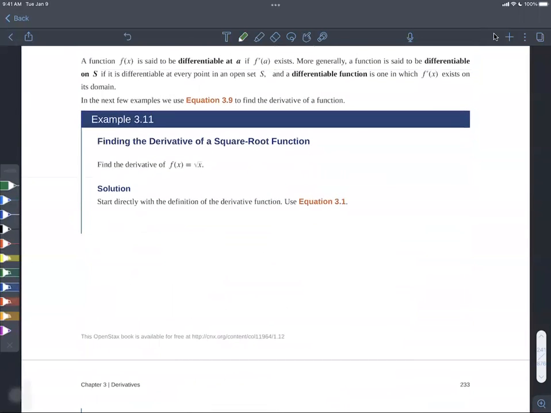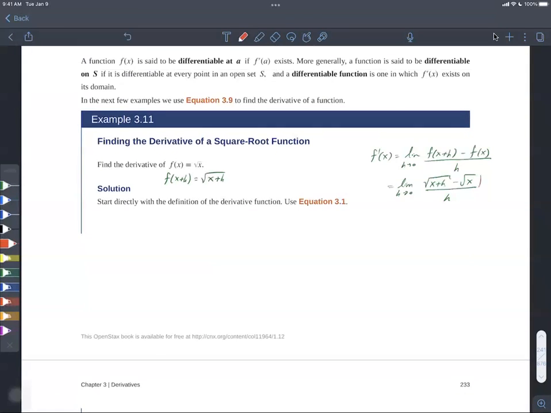So the derivative function f prime of x is equal to the limit as h approaches 0 of f of x plus h minus f of x over h. And f of x is the square root of x, and f of x plus h is equal to the square root of x plus h. So this is equal to the limit as h approaches 0 of the square root of x plus h, minus the square root of x, over h.